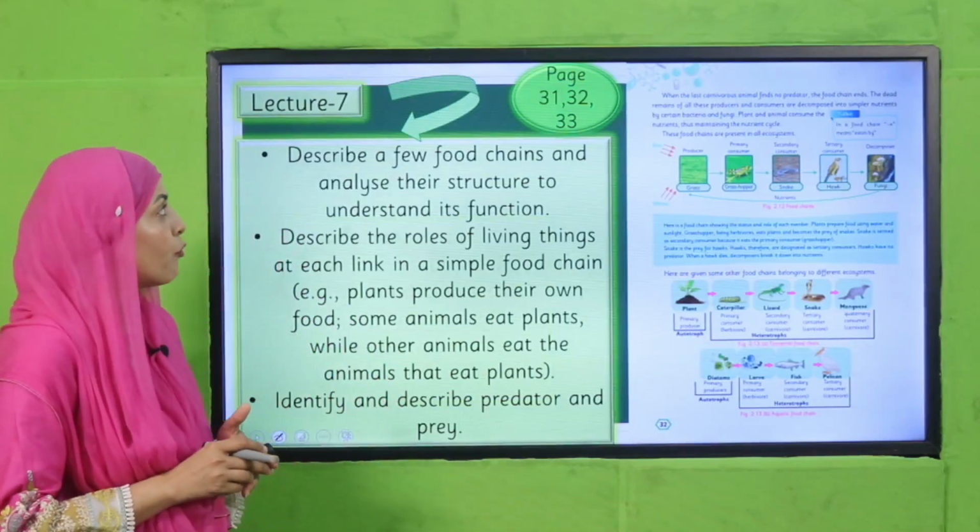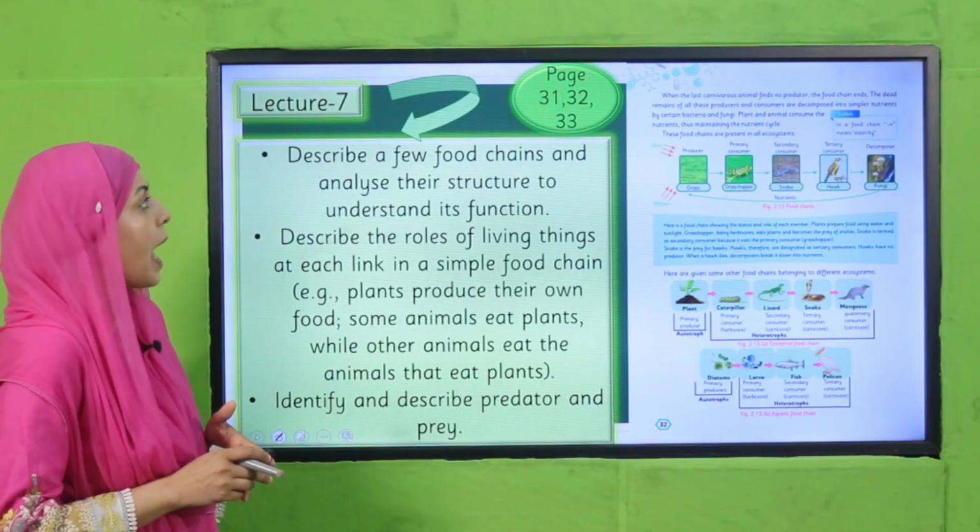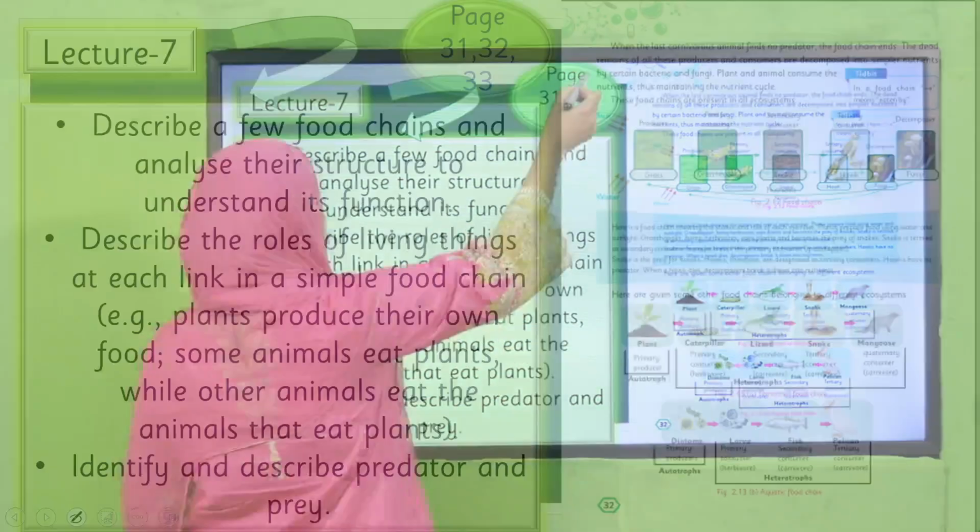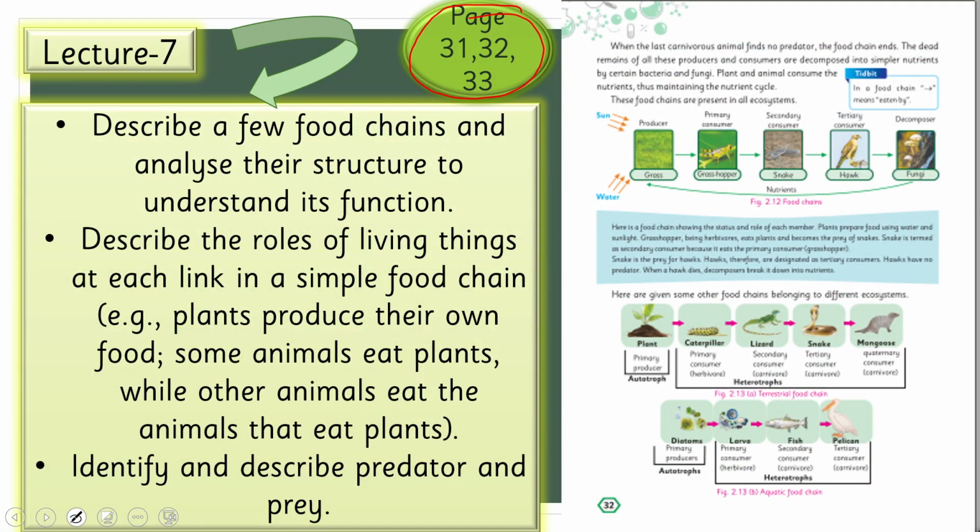And then we will move forward towards lecture number 7, and the pages under discussion are page number 31, 32, and 33. Students will be able to describe a few food chains and analyze their structure to understand its functions. क्योंकि हम biotic और abiotic factors के बारे में पढ़ रहे हैं, and we are also discussing ecosystem. तो उनमें जो मुख्तलिफ food chains होती हैं, how do animals and plants depend on each other.